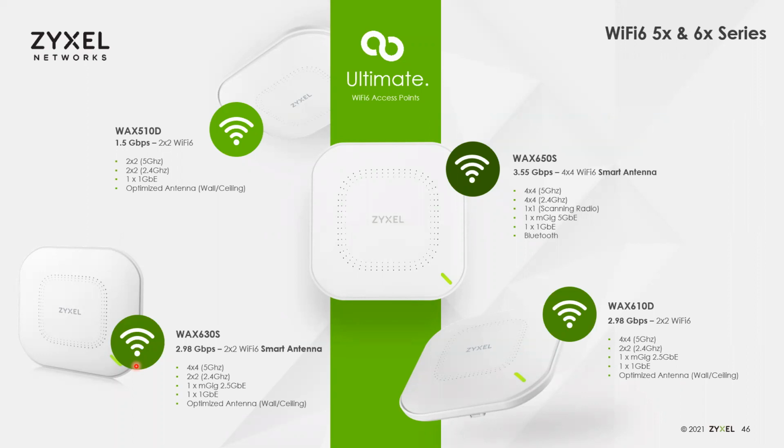And then our flagship product here, the WAX650S. This is our fastest access point, 4 spatial streams on both the 2.4 and the 5 gigahertz radio. It has a 3rd dedicated monitoring radio that you can use. This is our access point that has a 5 gig uplink port, so you're making sure that your Ethernet is not throttling your Wi-Fi performance. And this one also has Bluetooth BLE built in. So that's it as far as the indoor access points go.